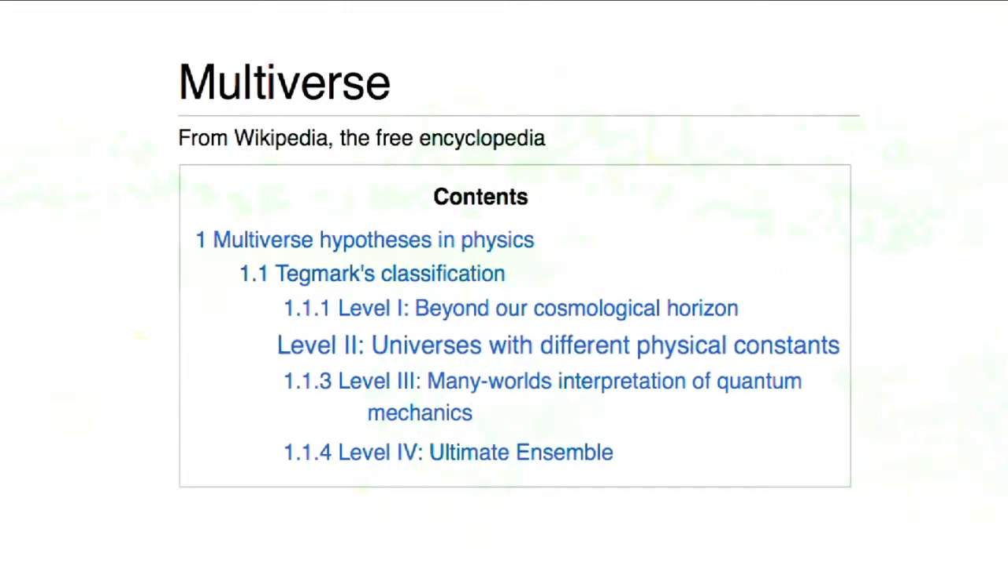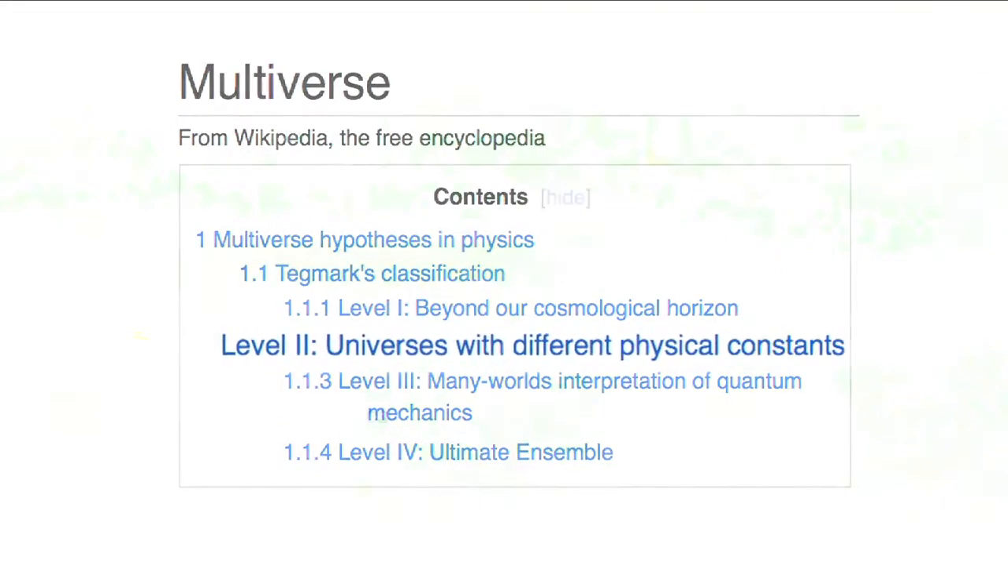This is universes with different physical constants. In this version, the multiverse as a whole is stretching and will continue doing so forever. But some regions of space stop stretching and form distinct bubbles, like gas pockets in a loaf of rising bread. Such bubbles are embryonic level 1 multiverses.